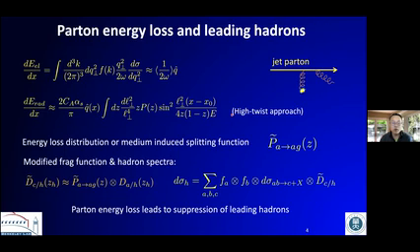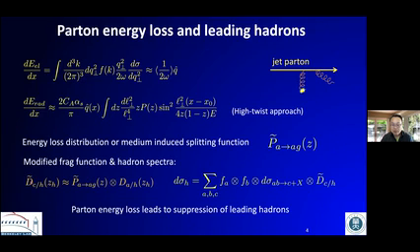If you calculate the total energy loss from both elastic and radiative processes, you can calculate the energy loss distribution. This is equivalently what we call the induced splitting function. With this induced splitting function, if a jet is going to fragment, its fragmentation function will be modified. You can express this modified fragmentation function as a convolution of the vacuum fragmentation function with this induced medium splitting.